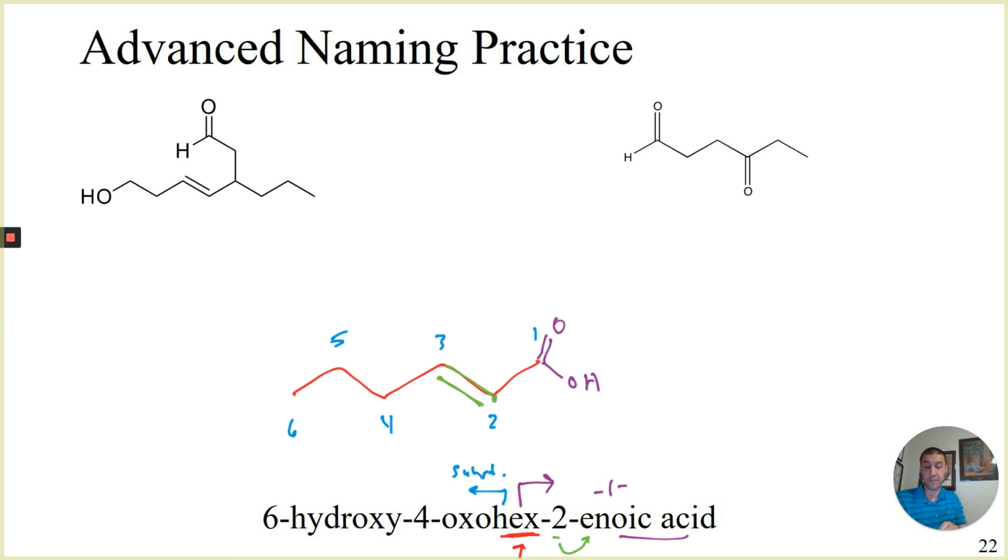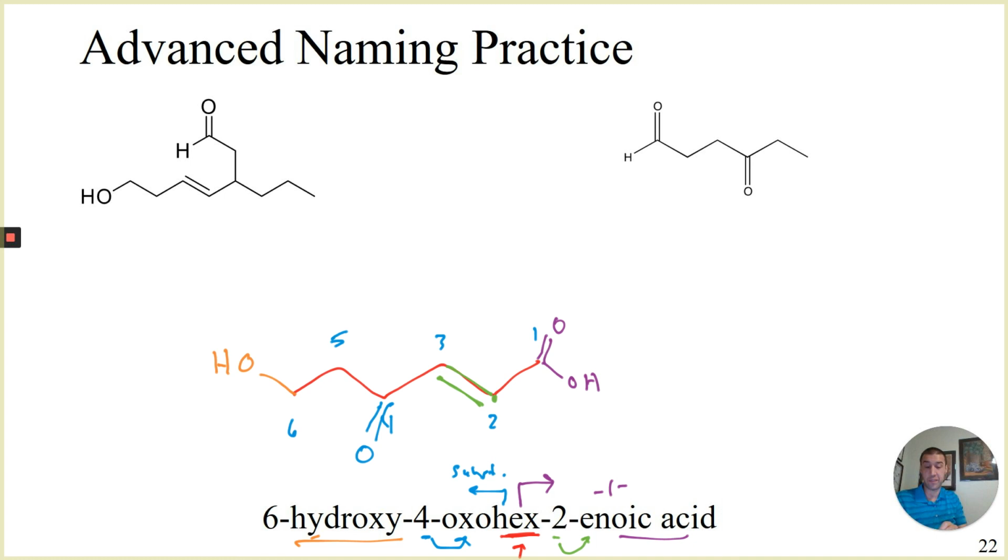If we now look at our substituents, at position 4, we have an oxo. Well, the oxo is a carbonyl. And then at position 6, see if I'm running out of colors here. At position 6, we have a hydroxy. And what we've now put together is the whole name.